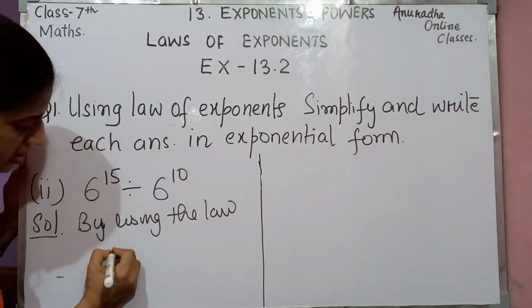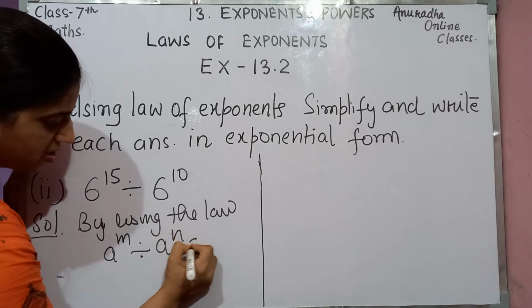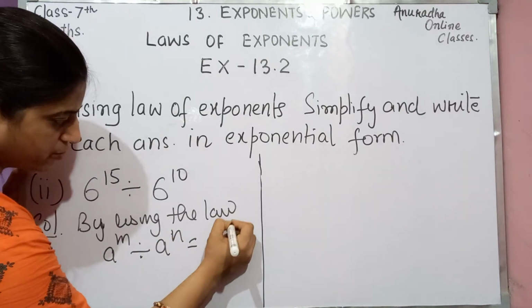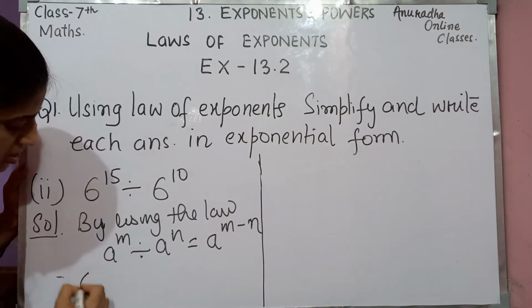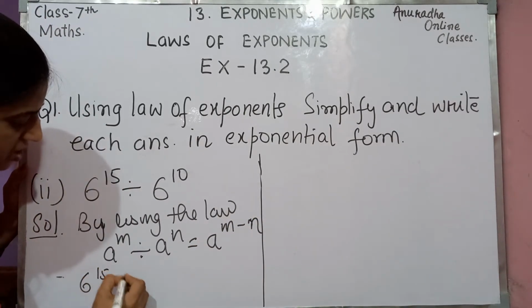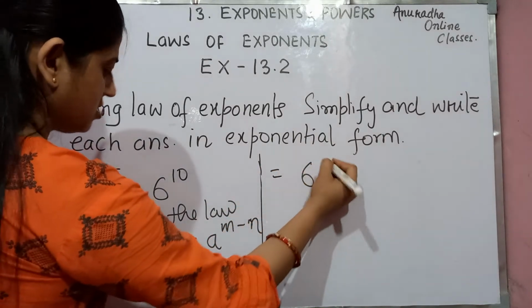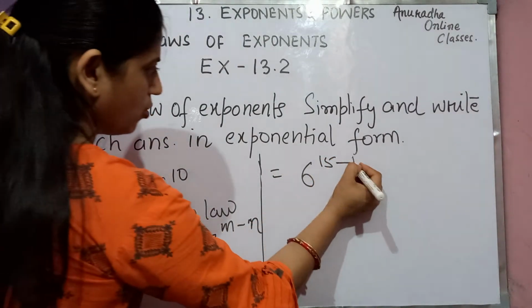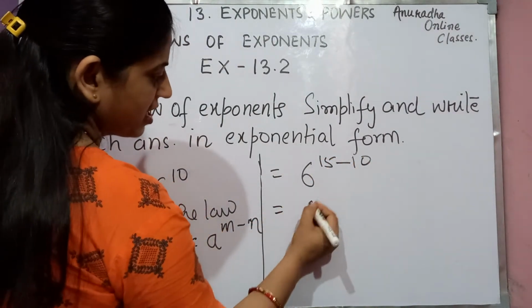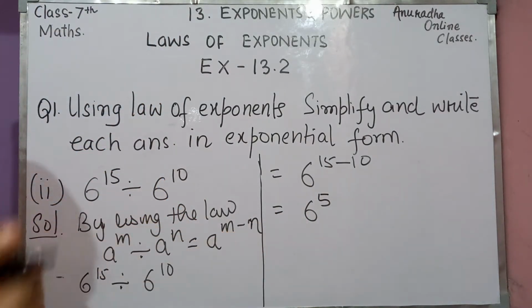a raised to the power m divided by a raised to the power n is equal to a raised to the power m minus n. Powers are getting subtracted. So write down 6 raised to the power 15 divided by 6 raised to the power 10, that is equal to 6 to the power 15 minus 10, we will get 6 raised to the power 5. So here is our answer. Let's come to the third part, children.